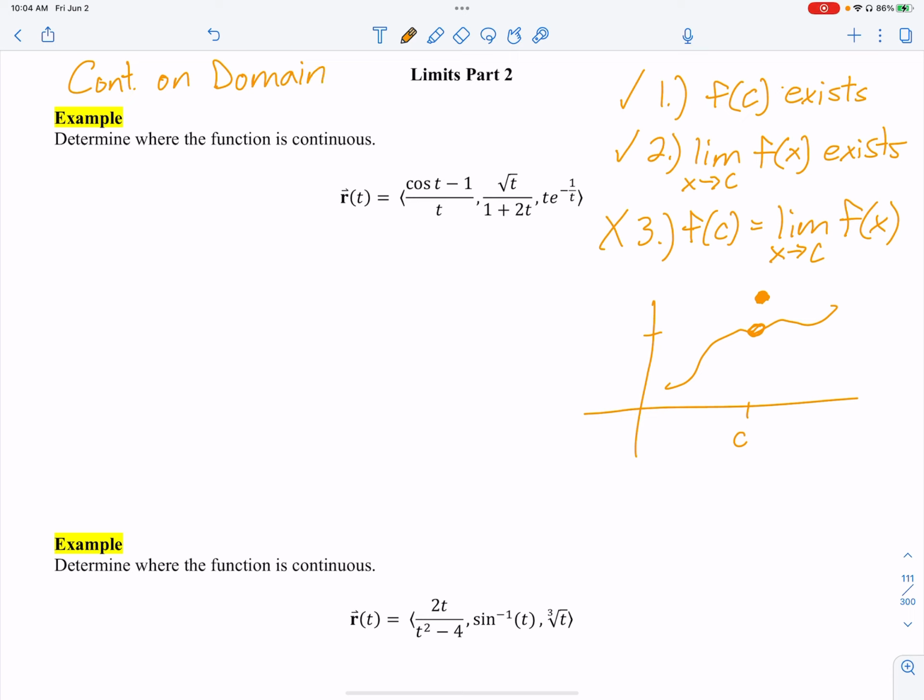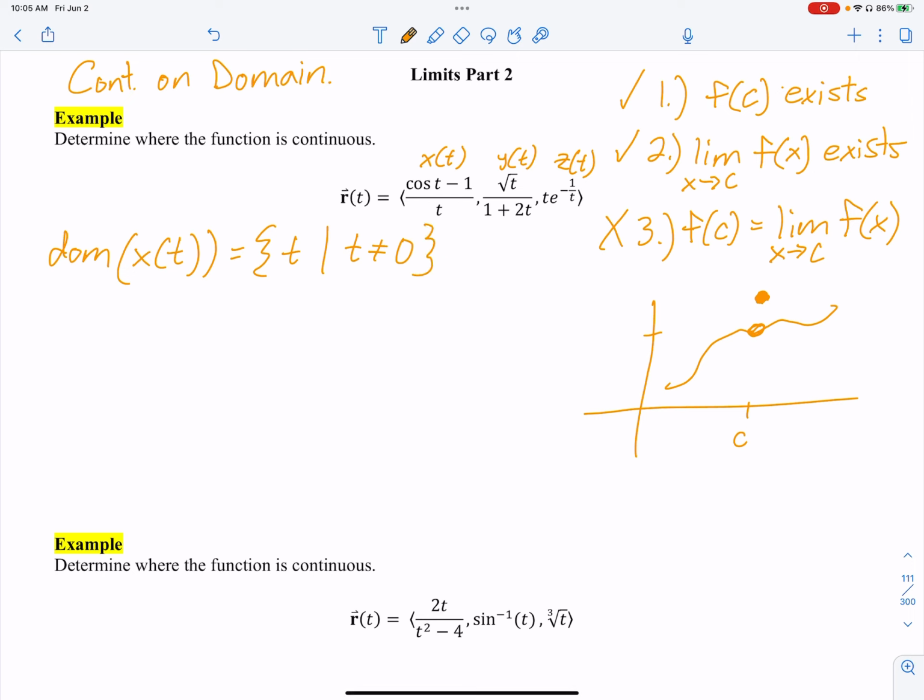So all I have to do is find the domain. So let's label these x of t, y of t, and z of t. The domain of x of t is equal to all t's such that t can't be 0. Right? I can plug whatever I want into cosine. Any t will work. But I can't divide by 0, so that eliminates the bottom.